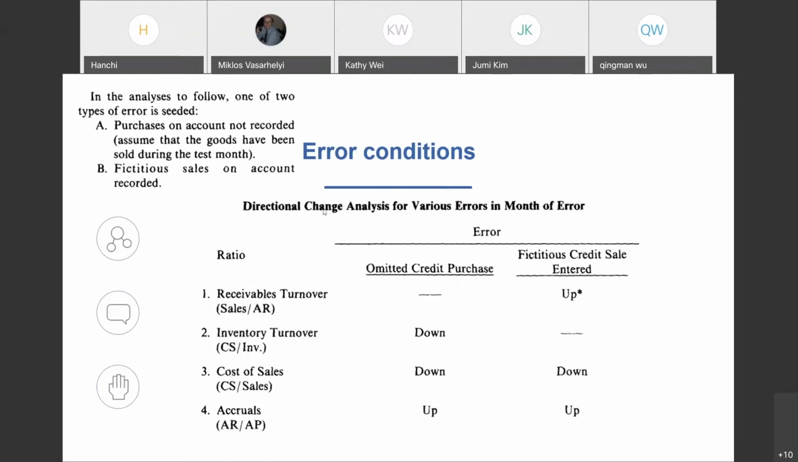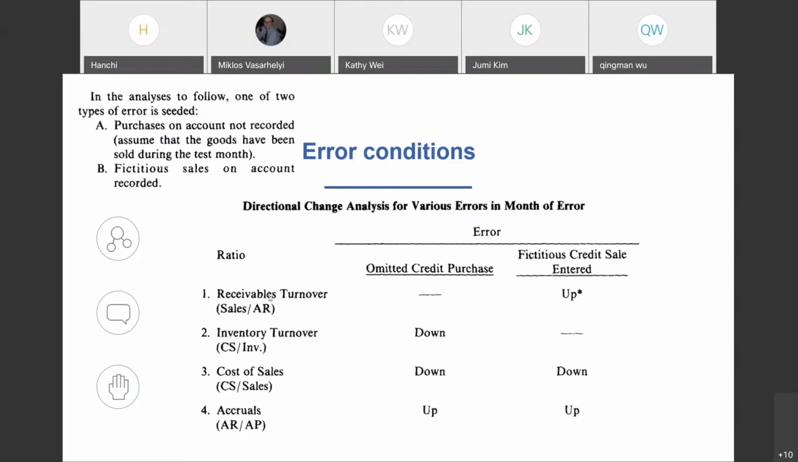On this page, we will explain a little about the error conditions. In the following analysis, we will have two types of errors, which I mentioned in the abstract part, which we want to test. They are purchases on account but not recorded, and fictitious sales on account recorded. Here is how they will be reflected in the ratios.